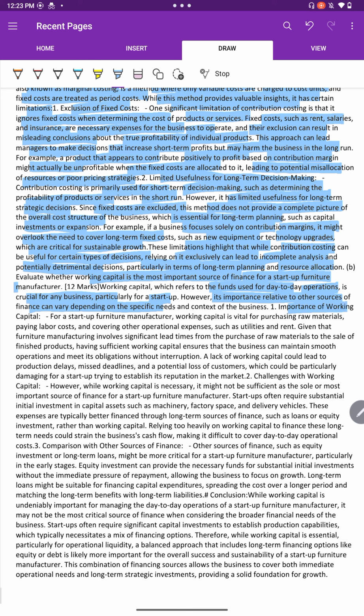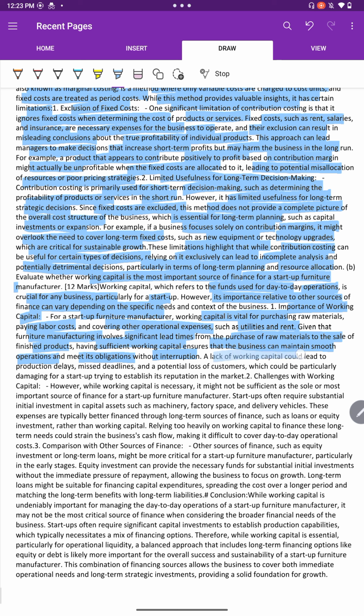Importance of working capital. For a startup furniture manufacturer, working capital is vital for purchasing raw materials, paying labor costs, and covering other operational expenses such as utilities and rent. Given that furniture manufacturing involves significant lead times from the purchase of raw materials to the sale of finished products, having sufficient working capital ensures that a business can maintain smooth operations and meet its obligations without interruption.